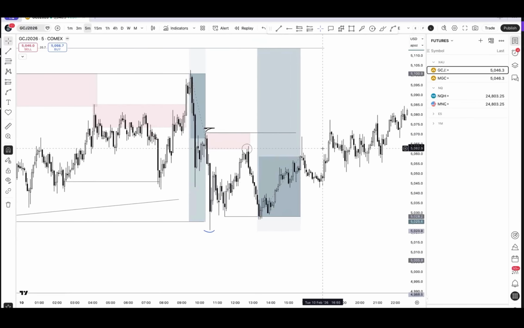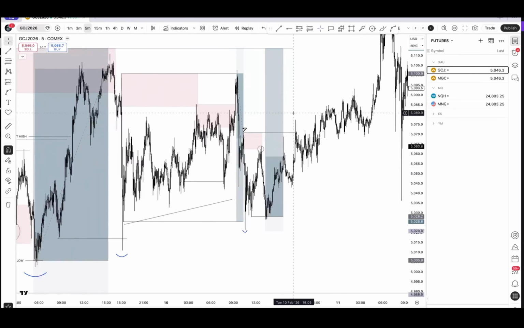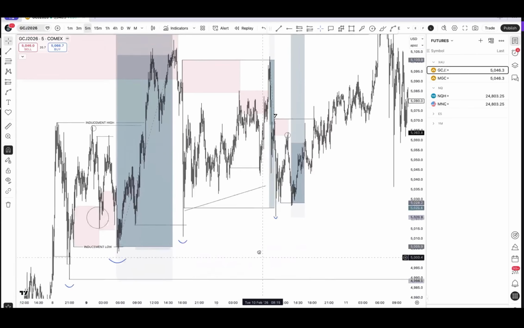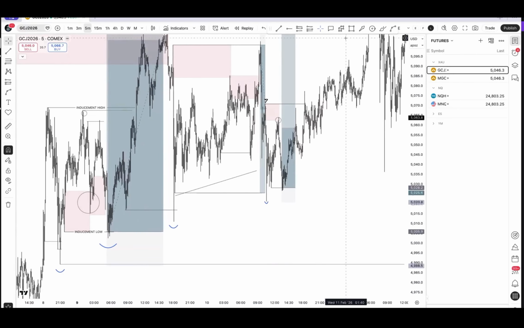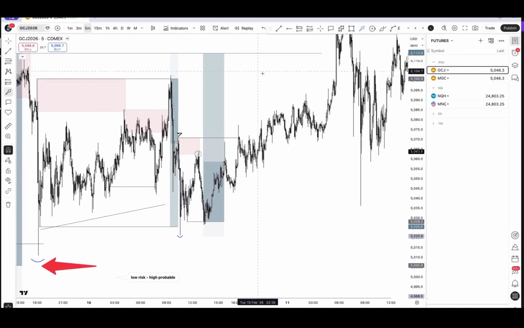Okay. We ended up taking out inducement high. Cool. And now we see price run up, run up, run up. Boom. Targets hit. So now this target's hit. I personally would deem this trade here low risk, low risk being higher probable. And these two trades here, I would deem high risk, lower probable.